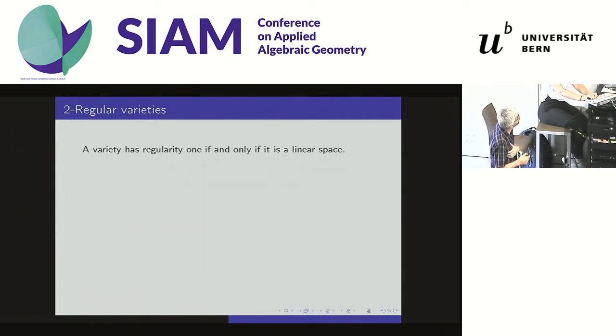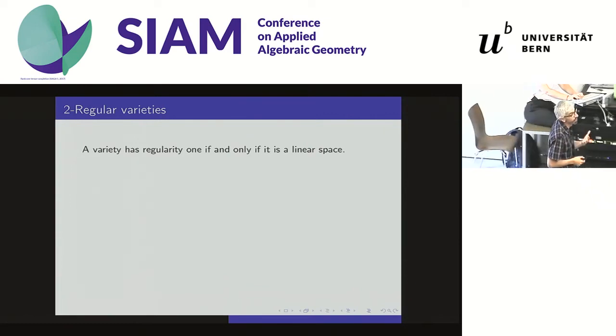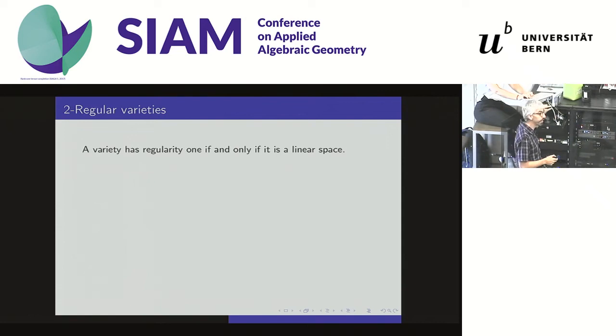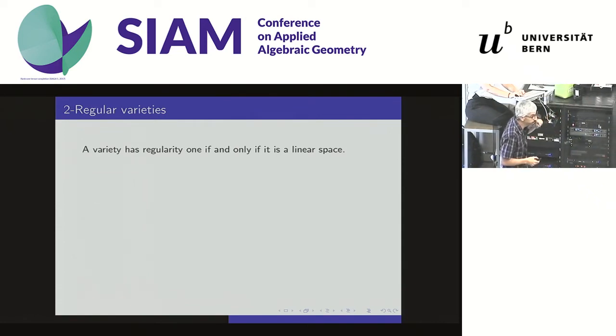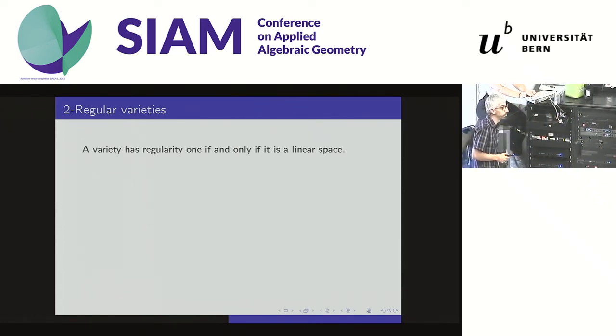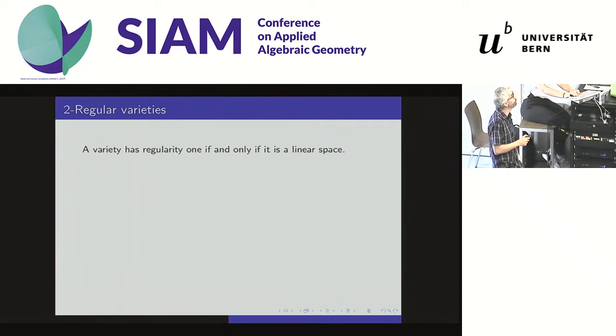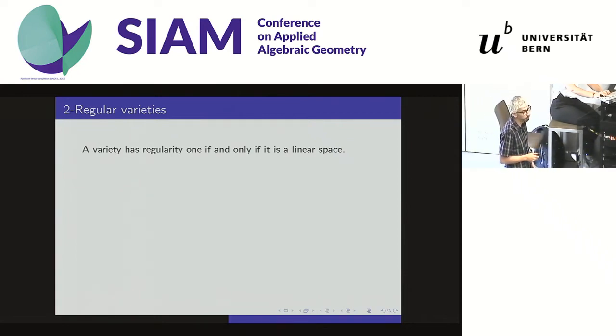Now, let's think about how varieties of regularity 1 look like. Well, if a variety has regularity 1, this means that the Betti table has only 1 row, and this means that the generators of the ideal have to be linear polynomials, so your variety has to be a linear space. So a variety has regularity 1 if and only if it is a linear space. They are pretty important, but we understand them.